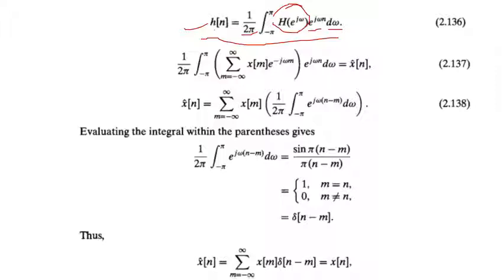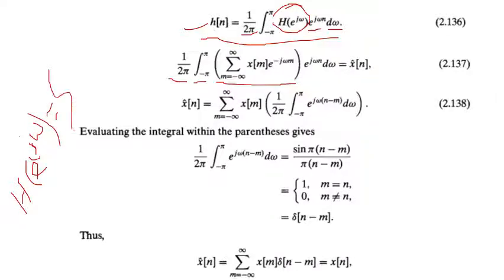Just remember the first equation. This is the same thing as in the previous equation. Now I'm substituting here H of e raised to the power j omega. How can I compute H of e raised to the power j omega? I have told you the formula: the sum of h of n e raised to the power minus j omega n, n from minus infinity to infinity. Same thing here, only the variables are changed: m from minus infinity to infinity, x of m, e raised to the power minus j omega m. Now this thing is the same, and d omega.